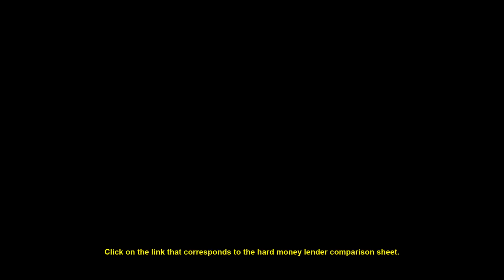Click on the link that corresponds to the hard money lender comparison sheet. Read the brief description of the comparison sheet to understand its contents. Locate the download button, which is typically found on the right side of the page.